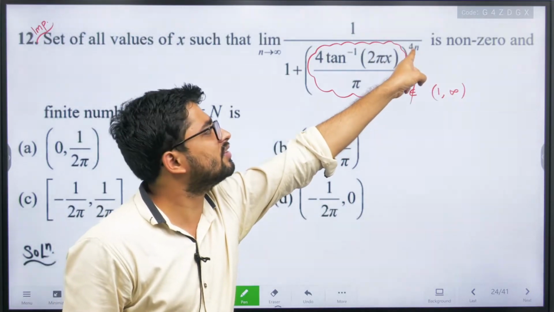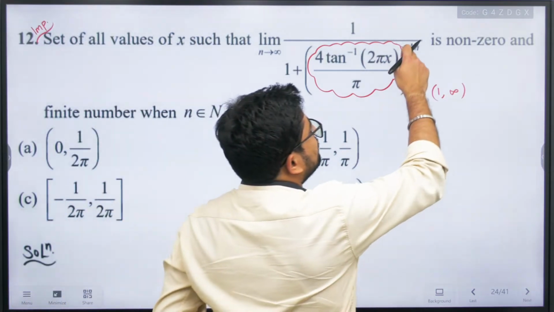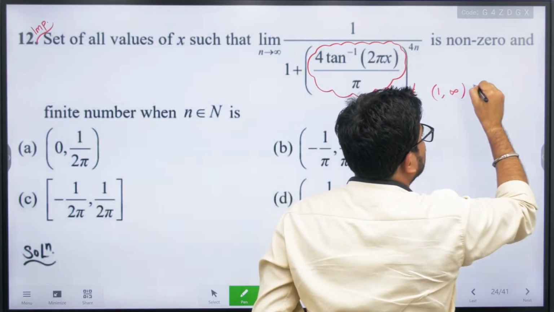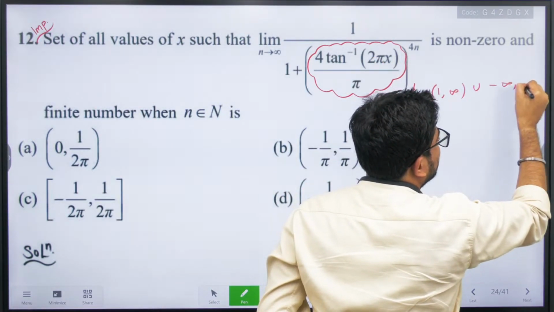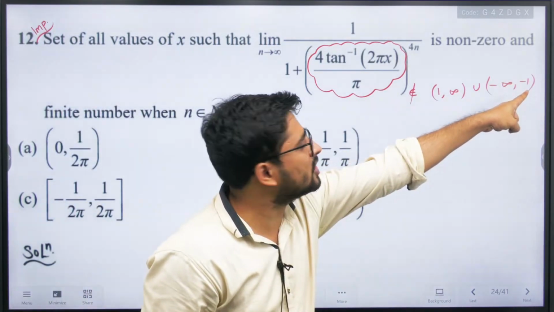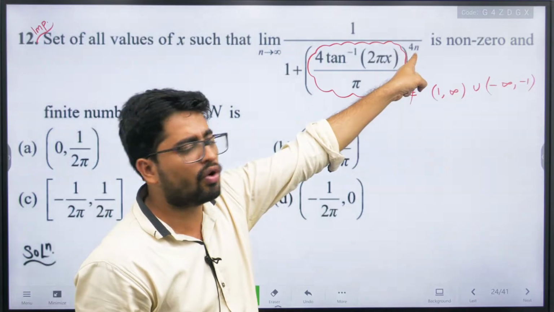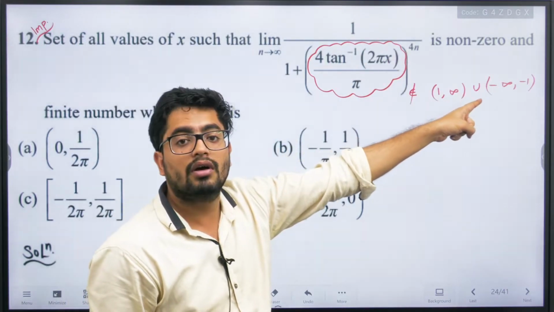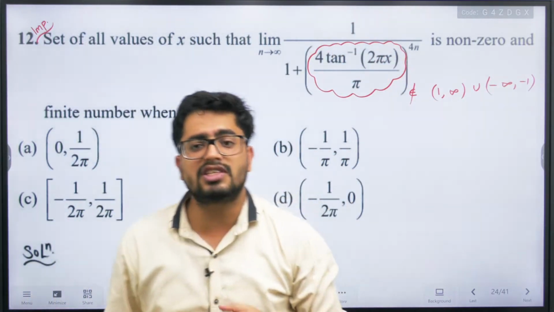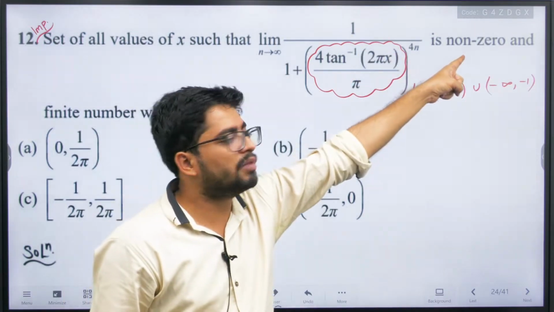That is 0. But we are given that the limit is non-zero and finite. Okay, sir, no issue. And similarly, power is 4, so this expression does not belong to minus infinity to minus 1 either. Because if it belongs to minus infinity to minus 1, power 4 becomes positive and greater than 1, and the power is infinity, so a number greater than 1 raised to infinity tends to infinity, whole limit is 0, but we are given non-zero.